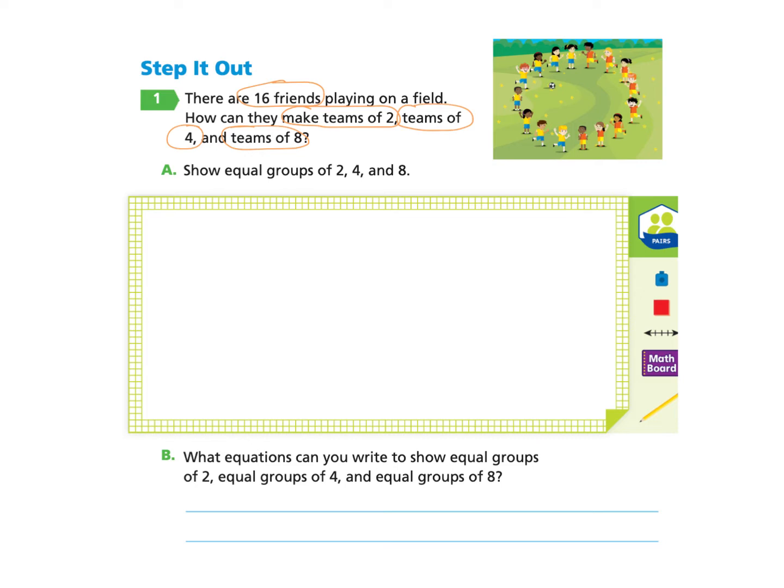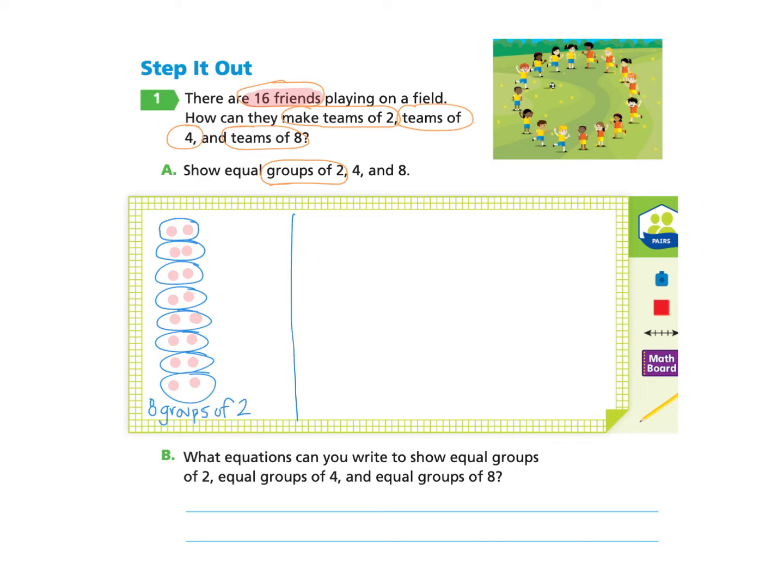So the first equal group that I'm going to draw or use markers to represent are the groups of 2. So I'm going to make groups of 2 and count along the way until I hit 16. 1, 2, 3, 4, 5, 6, 7, 8, 9, 10, 11, 12, 13, 14, 15, 16. Okay, I have hit 16. So now I'm going to just count those groups of 2. 1, 2, 3, 4, 5, 6, 7, 8. So I have created 8 groups of 2.